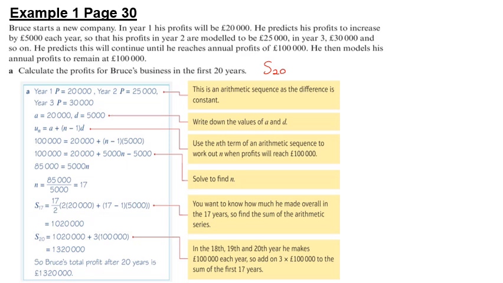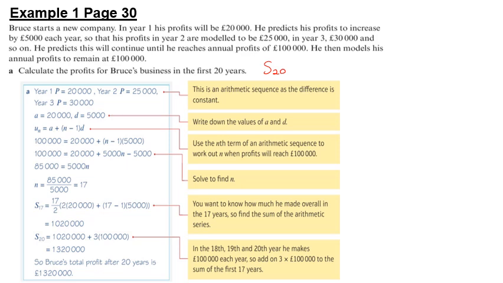Remember that the nth term of an arithmetic sequence is a + (n − 1)d. What we're trying to work out is, what will the term number be when his profits are 100,000? So if I put 100,000 equal to the nth term formula, and substitute in the bits that you know, we know a, we know d, we can then solve that equation and work out what n has to be. And it turns out to be 17.